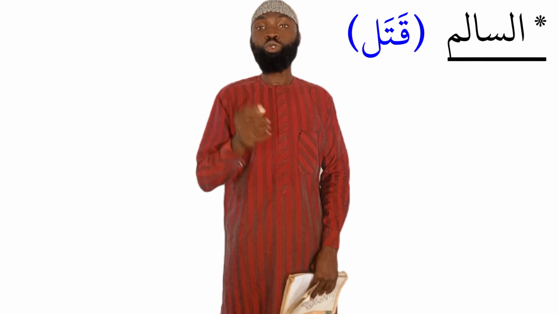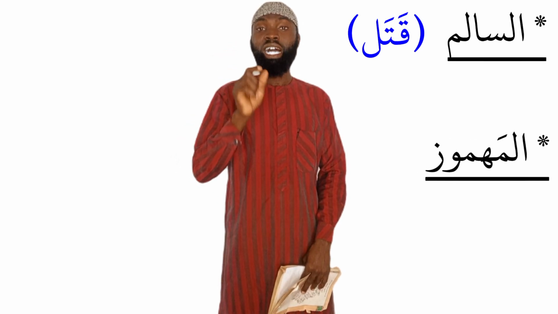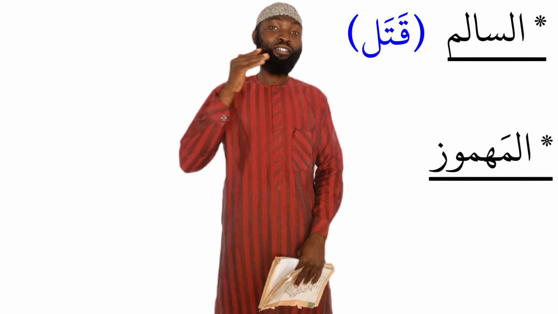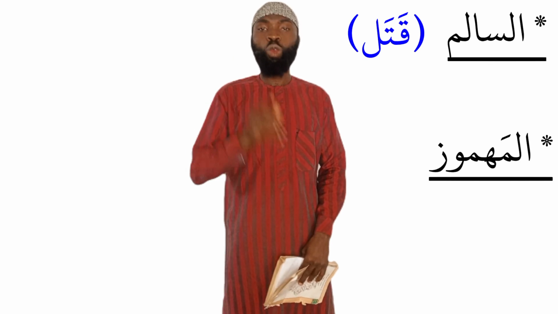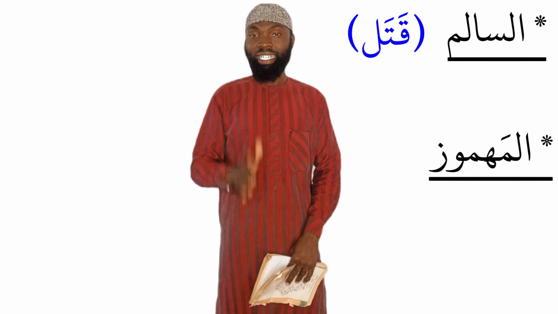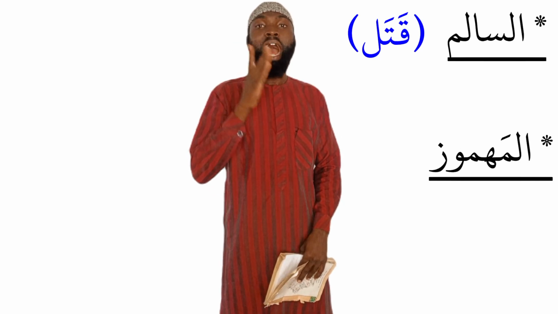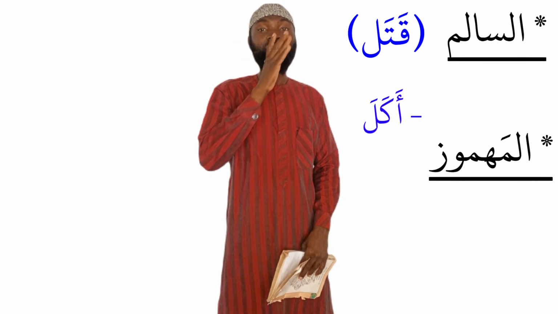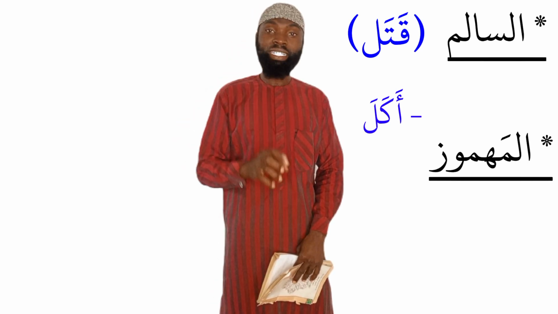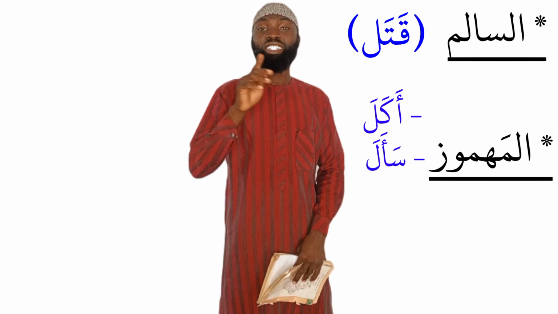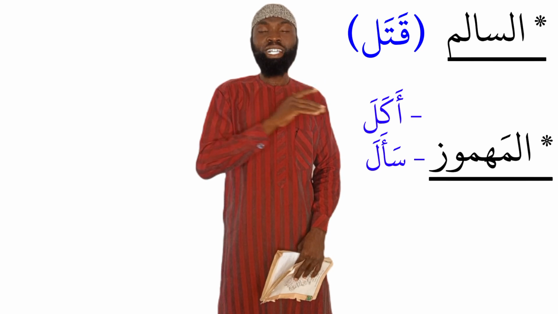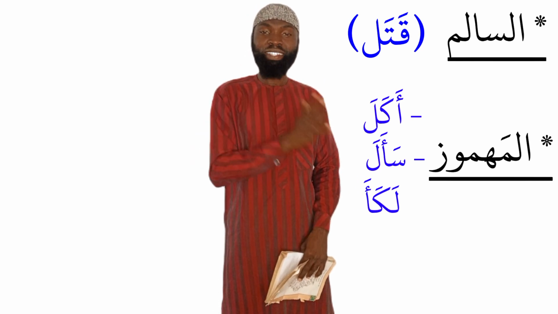The other type of verbs we have is the al-mahmuz. Al-fi'l al-mahmuz is the verb which has the presence of hamza in it. And this is further categorized into three. The first one has the presence of hamza at the beginning as the first letter. An example of this is the word akala. You can see this word begins with hamza. The second category is the one which has hamza in the middle of it, like the word sa'ala. And the third subcategory is the one which has hamza at the end of it, like the word laka'a, and the likes of these words.